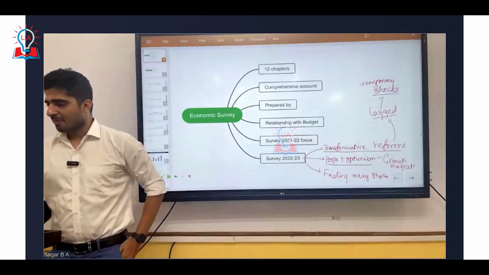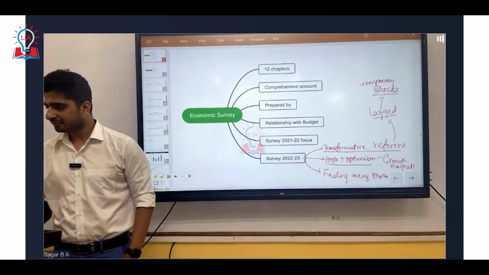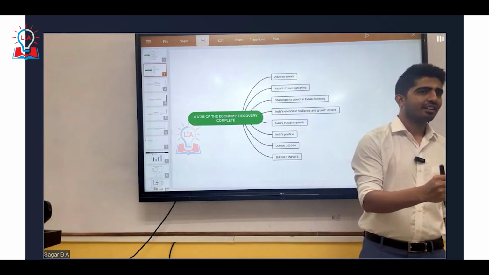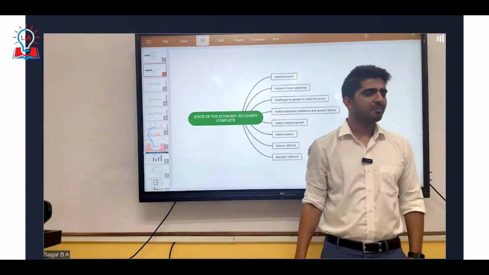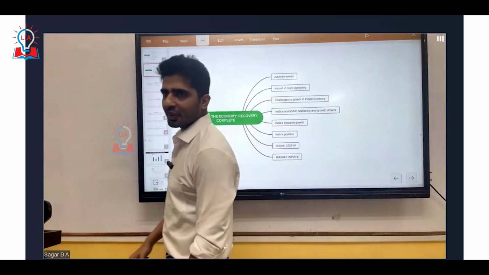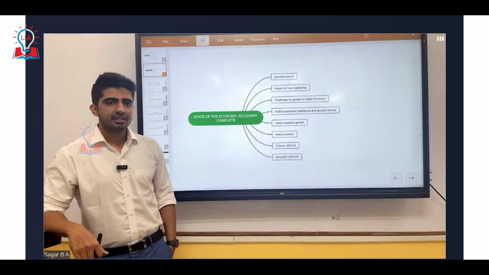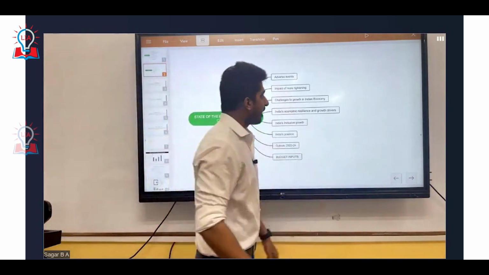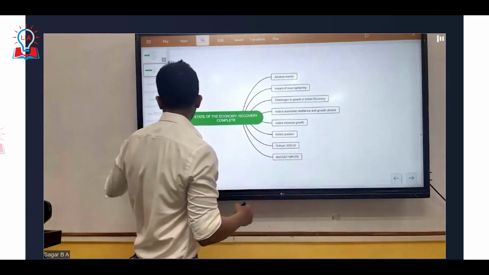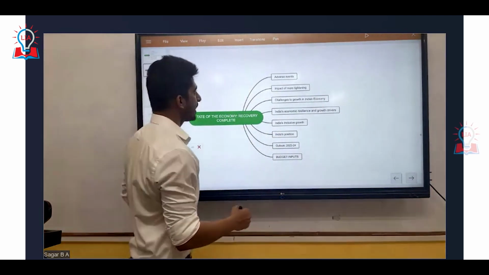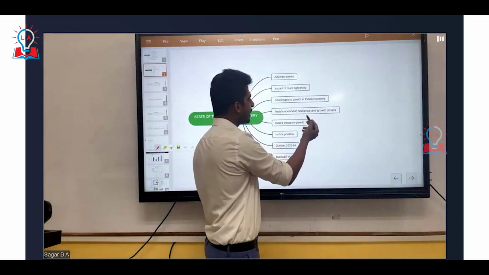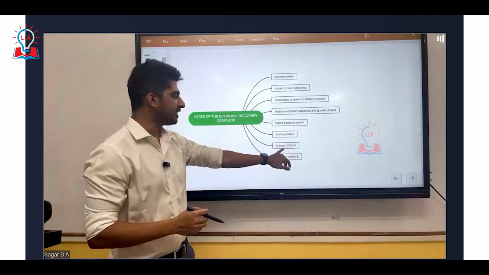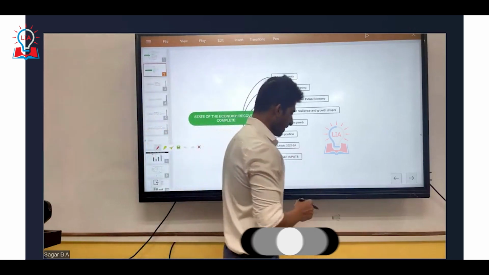Now, chapter 1 of the economic survey: state of the economy. This chapter will touch upon all the chapters; basically, an overview of the entire economic survey. These are all the things it has spoken of: adverse events, impact of tightening, challenges to growth in the Indian economy, India's economic resilience and growth drivers, India's inclusive growth, India's position, outlook for 23-24, and budget inputs.